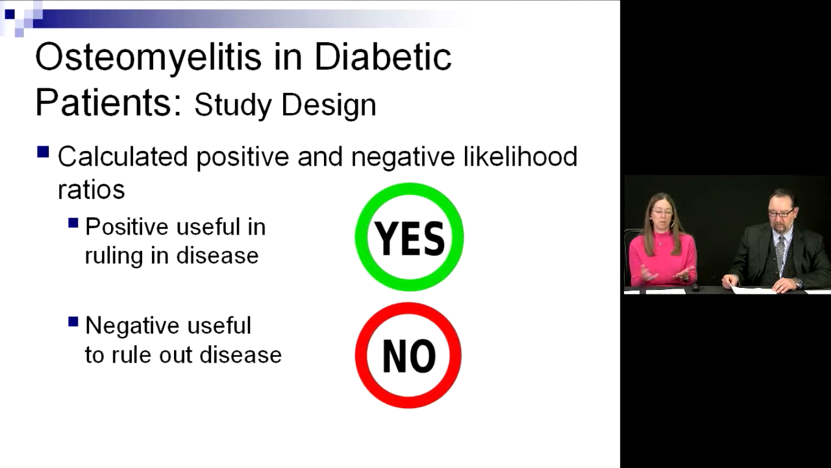Which is what we look at. These kinds of papers come up with a number, and the bigger the number, if it's a positive likelihood ratio, the more helpful it is. The lower the number, if it's a negative likelihood ratio, the more helpful it is. And keeping that in perspective is worth doing.